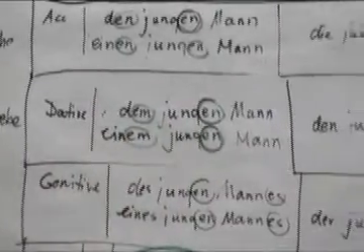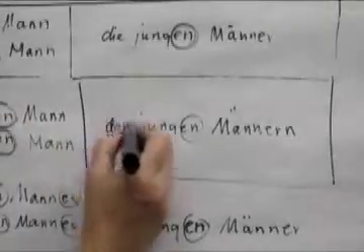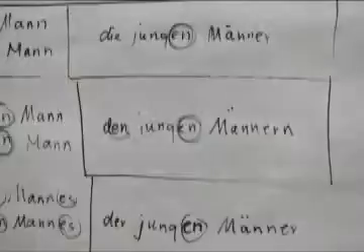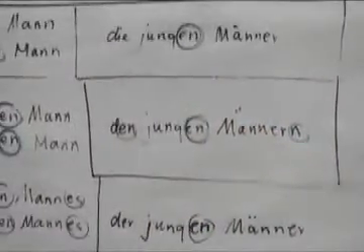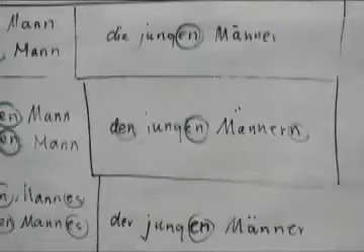And if we say I give something to the young men in the plural, the D changes to den. The adjective ending is en again, and Männer needs to get an N. That's what the plural in the dative needs.